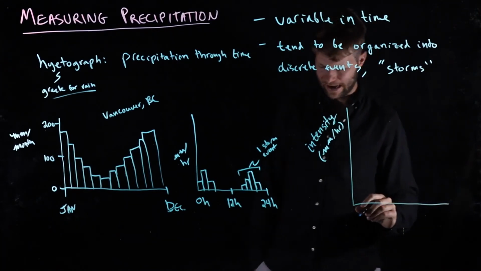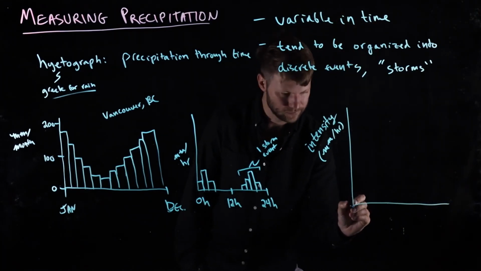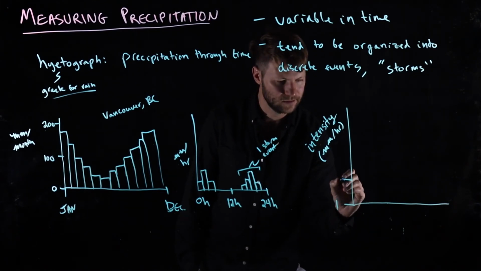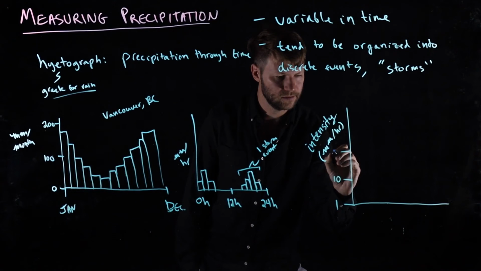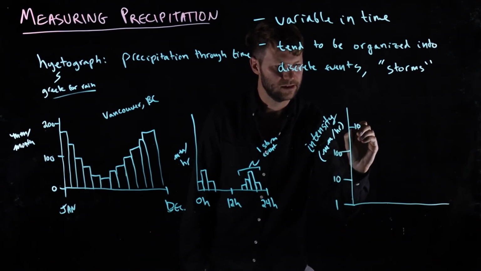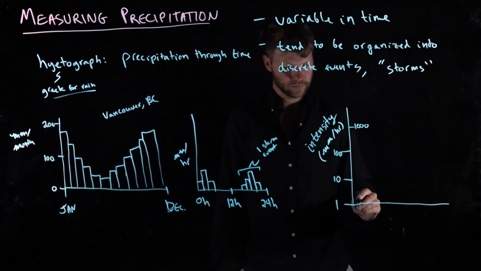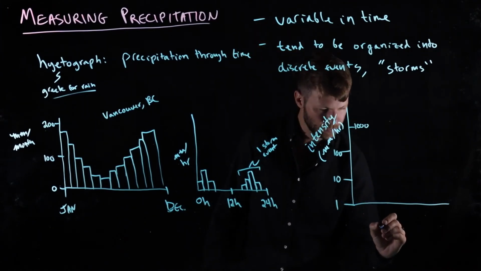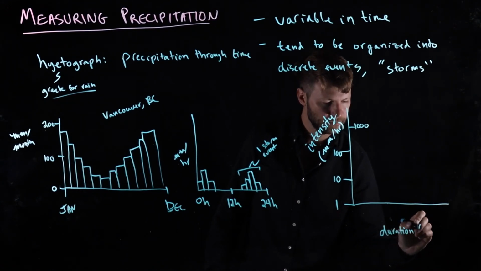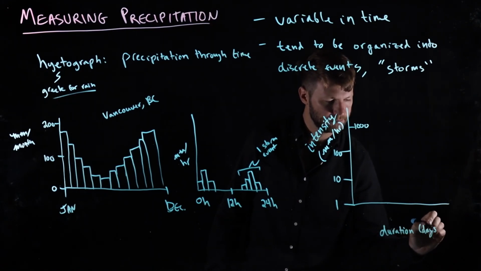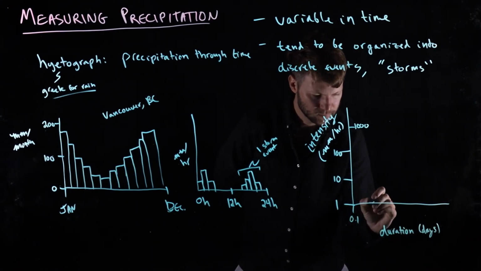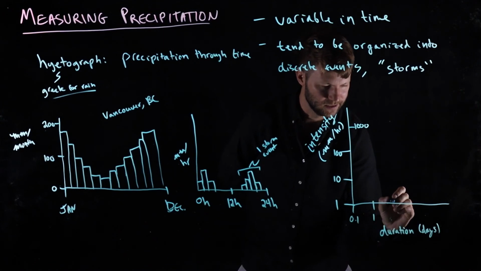And we'll plot both of these on some sort of log scale. So 1, 10, 100, 1,000. And here we'll plot duration in days. Some kind of semi-logarithmic scale.